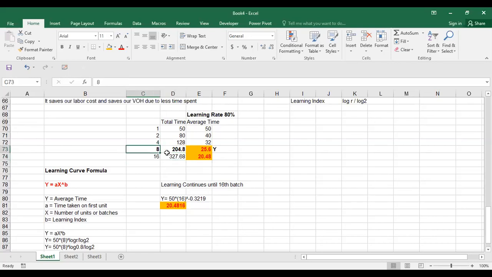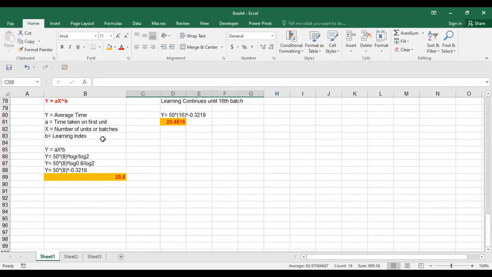If production is doubled, time should also be doubled or not? For example, it should be 204 times 2. When you are doubling the production, this also should double. But if you double it, then you have to multiply it with the learning rate, which is 80%. Yeah, got it, yes. So I just forget about this table now, and I come back here.